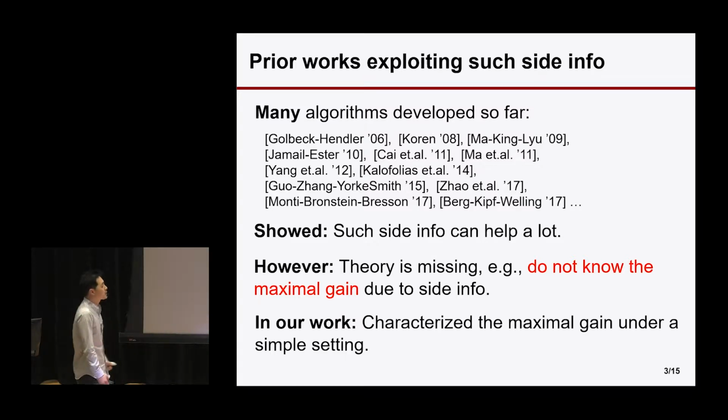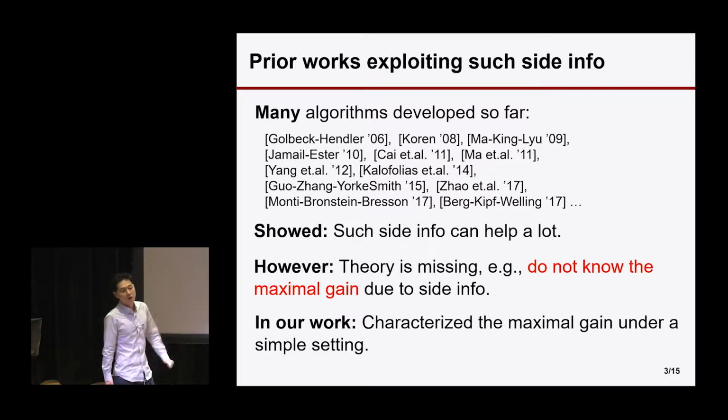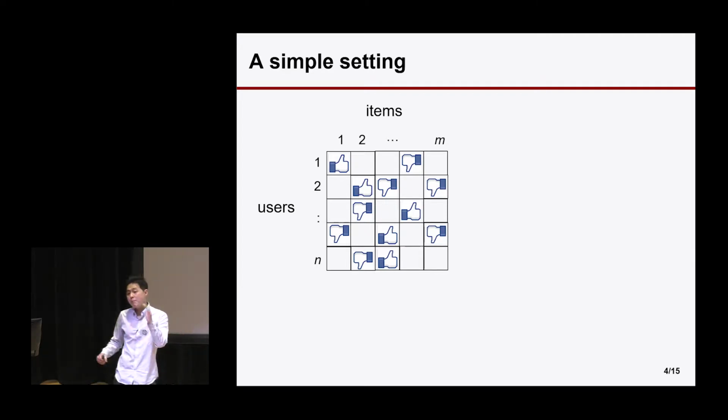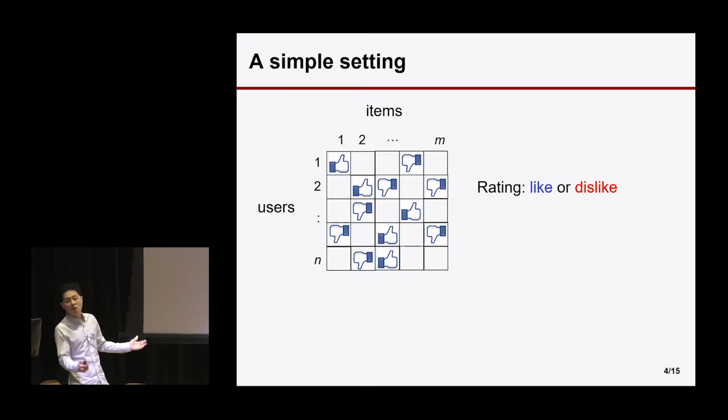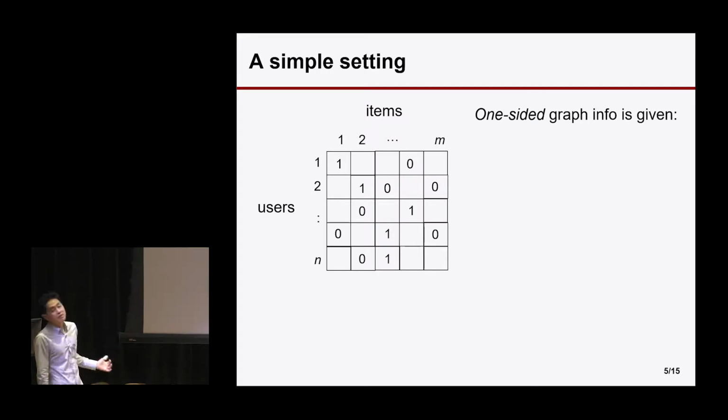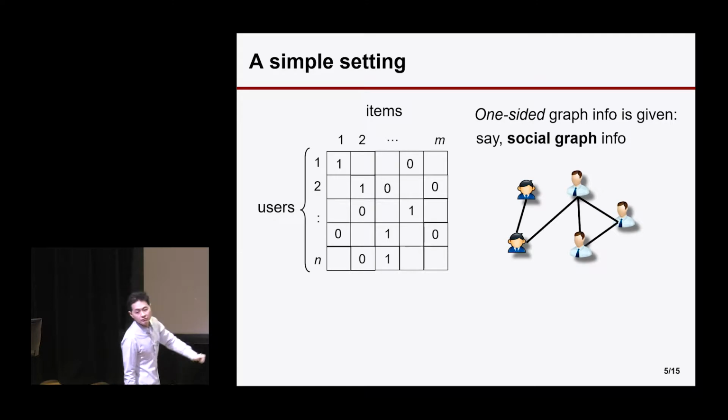Okay, then now let me explain what that simple setting that we focused on is. Here is that simple setting. We consider the case where we have n users and m items. And the rating is very simple. It's just a like or dislike, a binary rating, 1 or 0. And as side information here, we assume that we are given only a one-sided graph, like, for example, the social graph information. This is the side information that we assume.